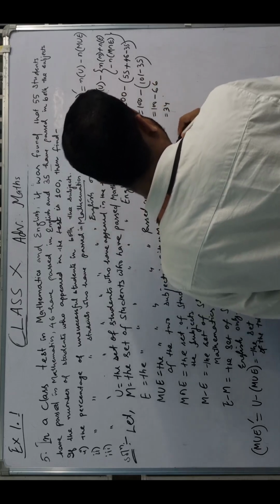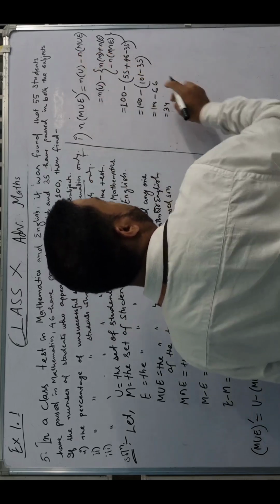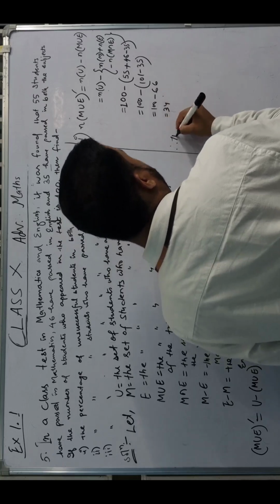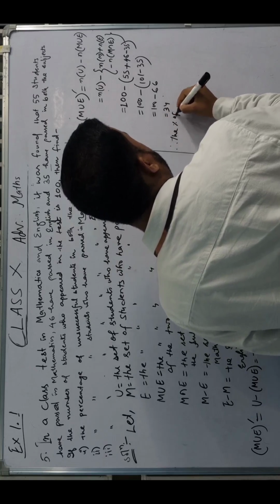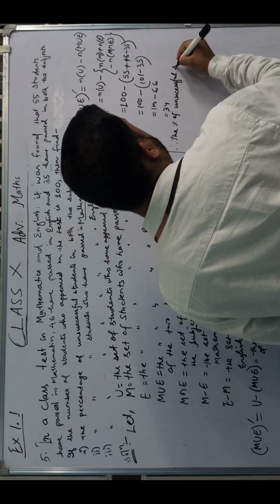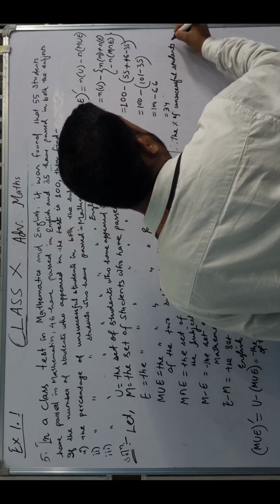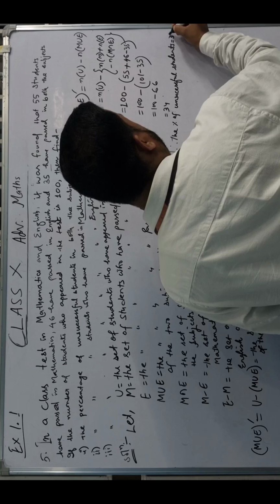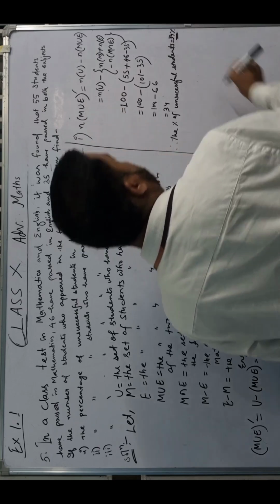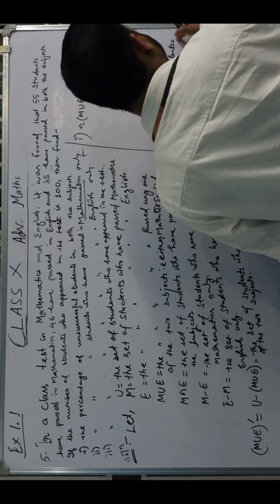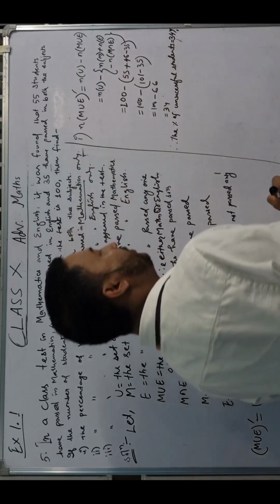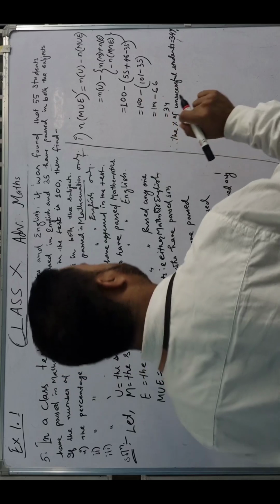Okay, therefore out of 100, 34 students could not clear any one of the two subjects. Therefore the percentage of unsuccessful students is equal to 34%. I hope it is clear. 34% of students could not clear any of the two subjects.